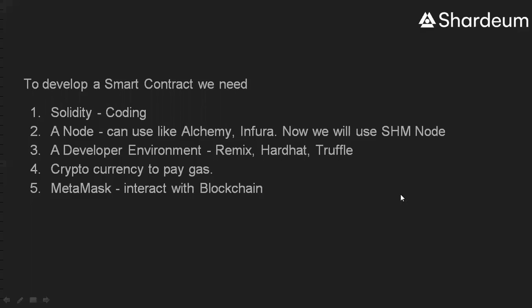Can you see this? Yes. So to start, to write a smart contract, we are writing a program in the Solidity language. We need a node, and here we are using the SHM node. We need a development environment, and we are using Remix for this. We need a cryptocurrency to pay the gas, since deploying to the blockchain means paying gas fees, and we need MetaMask to interact, right?